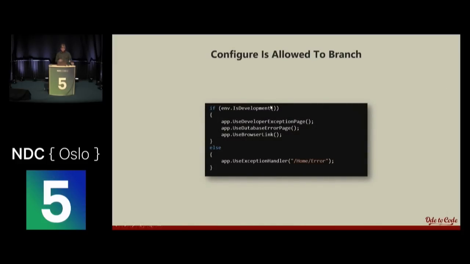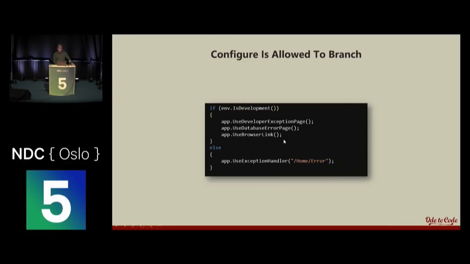Although I think, to me, it's okay to allow configure to branch. So I want it to be very explicit what middleware is installed during development, like browser link. I don't know why that's there. And what middleware is installed during production, the production exception handler. To me, that's important to see the difference between those two environments and how the application will behave.